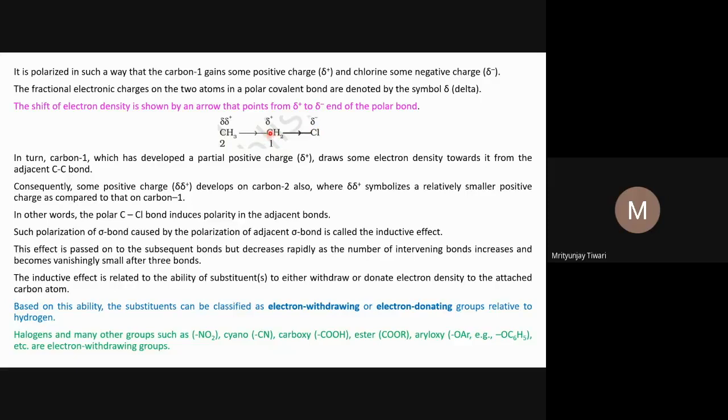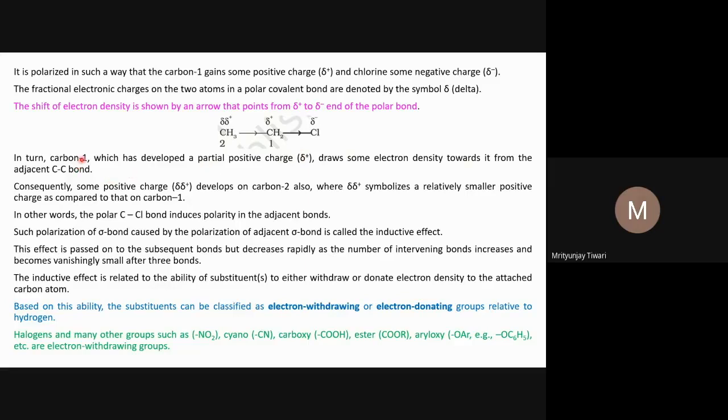Because of the increase in effective nuclear charge, the shared pair of electrons that was between this carbon and this carbon is now shifted towards this carbon because of the presence of this positive charge. So this carbon center will also acquire some partial positive charge, which can be named delta delta plus. Delta delta plus means this partial positive charge is lesser in amount than the other.